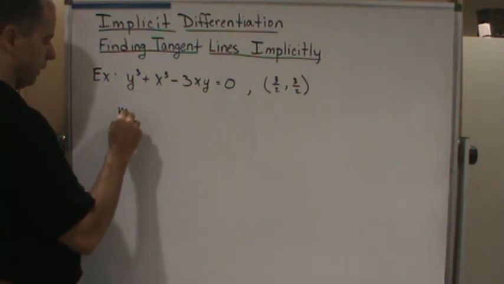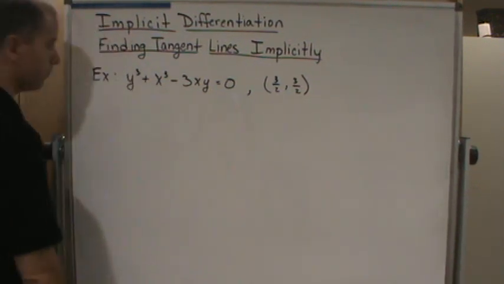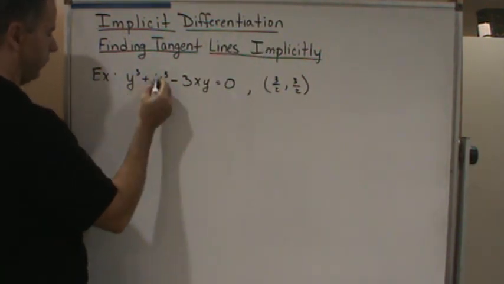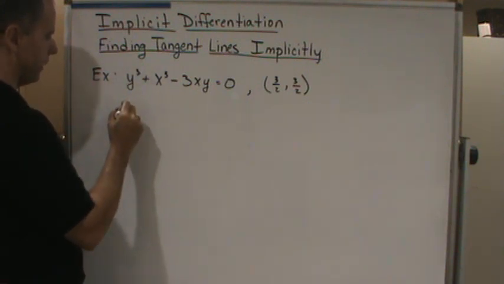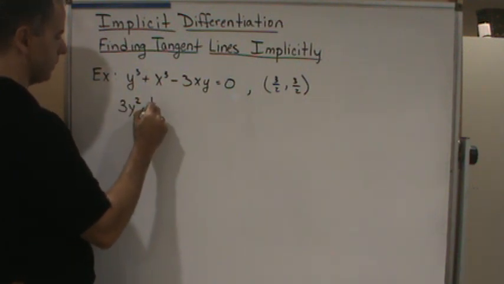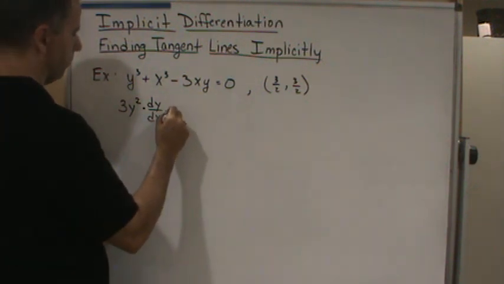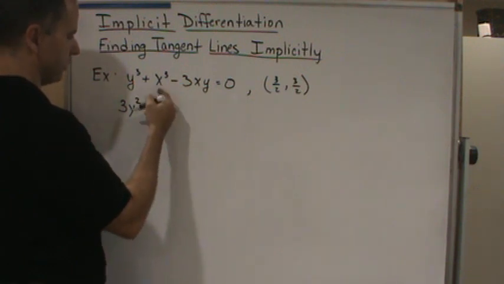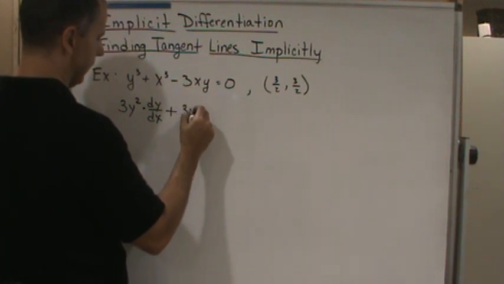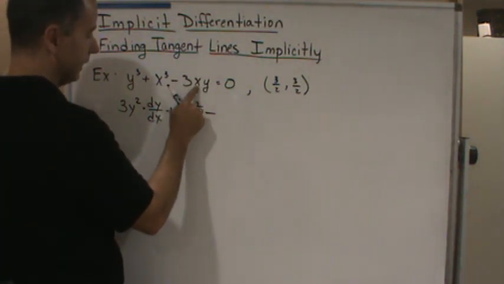So I know the slope is going to equal dy dx, okay? So I'm going to have to implicitly differentiate this and then solve for dy dx. So now let's do that. This again is in terms of y, so it's going to be the chain rule. So it's going to be 3y squared and then times dy dx, because the inside function is y. Plus, now this is in terms of x, so we can just differentiate that explicitly because it's going to be just 3x squared. Minus, now here I've got x and y together.